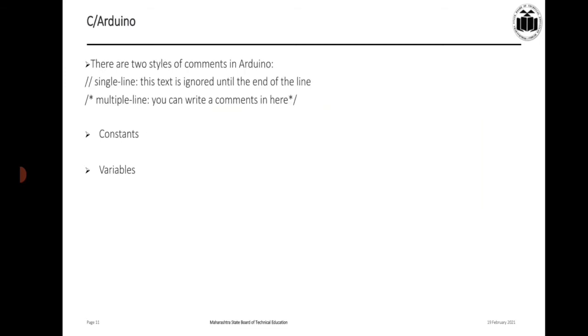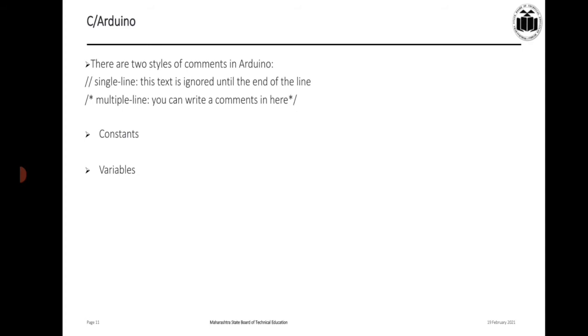There are two styles of comments we can use: single line and multiple line. If you want to make a comment single line, then you can use //, or if you want to make multiple lines a comment or ignore it, then you can use the /* */ symbol.